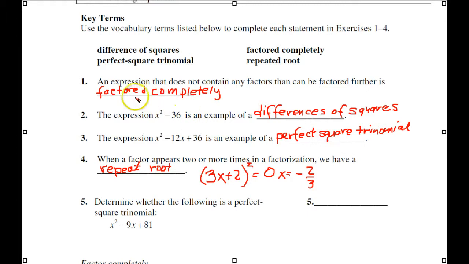So, going over these then, an expression that does not contain any factors that can be factored further is factored completely. The expression x squared minus 36 is an example of the difference of perfect squares. Difference by the negative sign. This expression, x squared minus 12x plus 36, is an example of a perfect square trinomial, and it came from squaring this binomial.